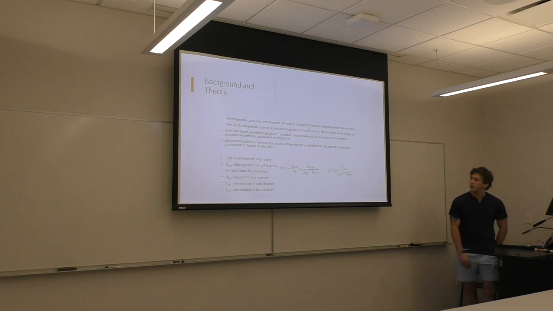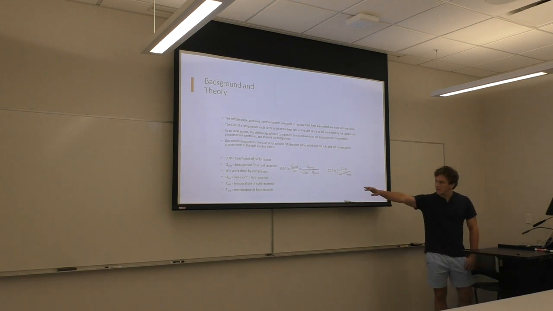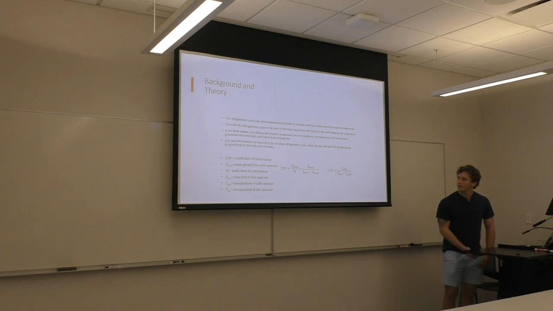So a little background. The refrigeration cycle uses thermodynamic principles, specifically the first law of thermodynamics, to remove heat from cold spaces and put it into warmer spaces. The COP of a refrigeration cycle is the ratio of heat loss of the cold space to the work done by the compressor, and that's actually, we'll call it a typo. The Q cold is supposed to be the heat removed from a cold reservoir, and the Q hot is supposed to be the heat rejected to a hot reservoir for a refrigeration cycle.